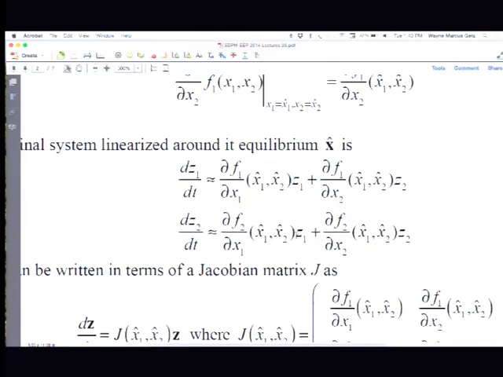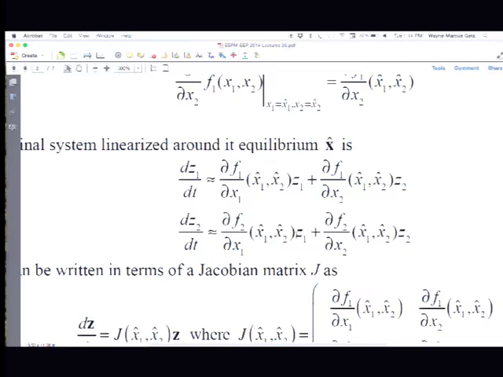So the point I'm trying to make is that in order to understand what's going on, you have to first look at the eigenvalues. Now, if both eigenvalues are negative, what happens to these terms as t increases? They go to 0. So if both eigenvalues are negative, then z1 and z2 go to 0. What happens if one eigenvalue is positive and one eigenvalue is negative? What happens to the solutions?